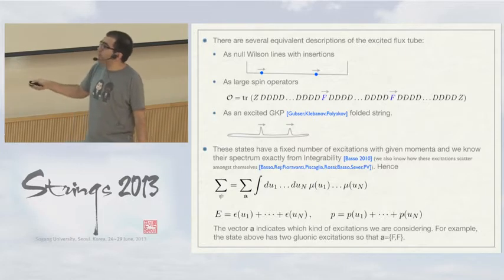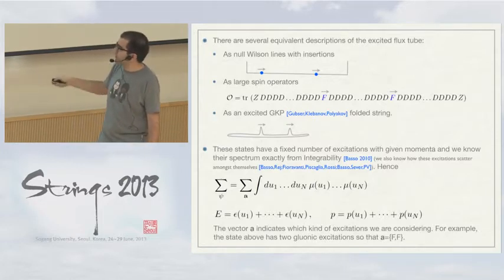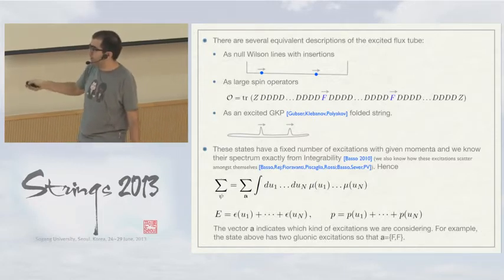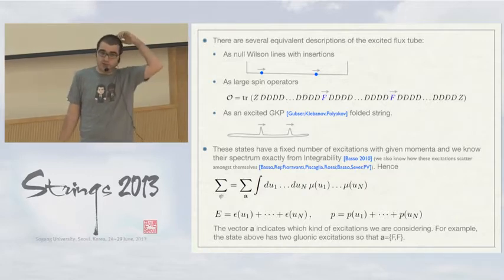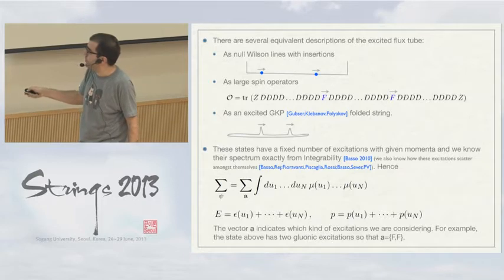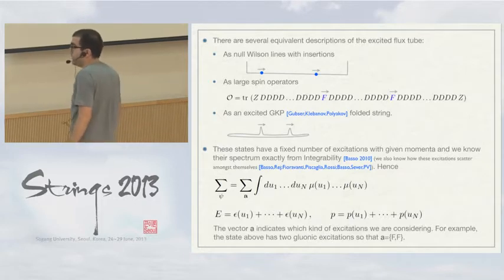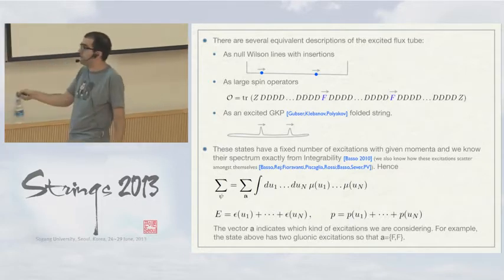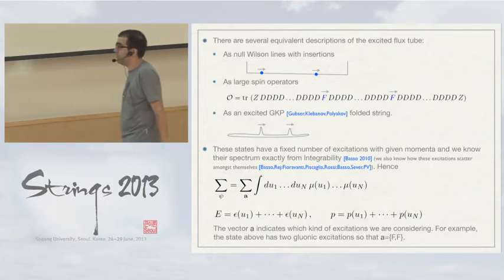Or equivalently, we know very well that an operator with a lot of spin is dual to a folded string in AdS, found by Gubser, Klebanov, and Polyakov. It's the so-called GKP string. And if we put two excitations there, it corresponds to putting two bumps of this string that move and scatter with each other. And again, the S matrix is nothing but the flux-tube S matrix.